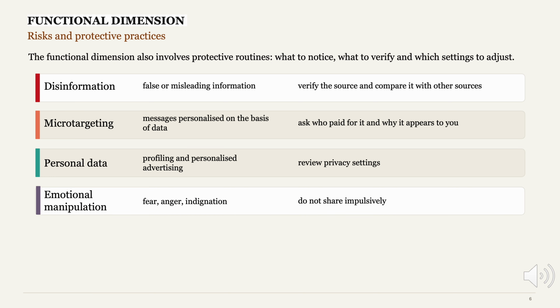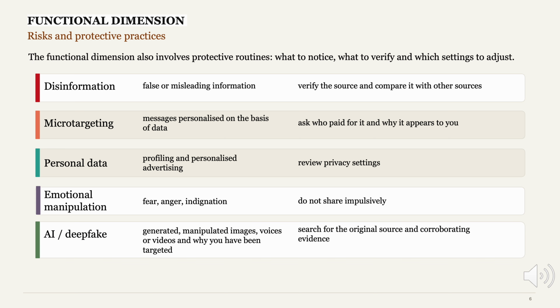For emotionally manipulating content, users should avoid sharing impulsively and instead ask what emotion the message is trying to trigger. And for AI-generated or deepfake content, users should search for the original source and look for corroborating evidence. Functional literacy is therefore not only about knowing how platforms work, it also means knowing what to notice, what to verify, and which habits can reduce risk.